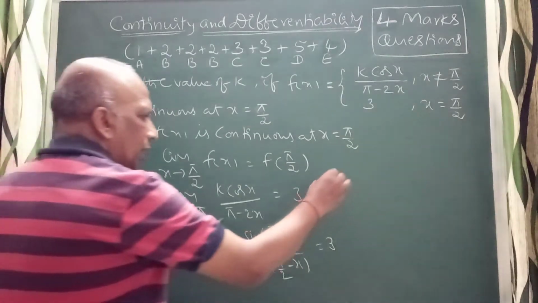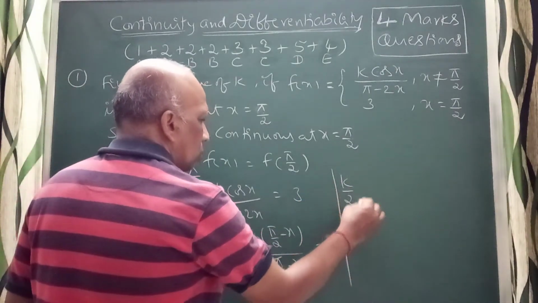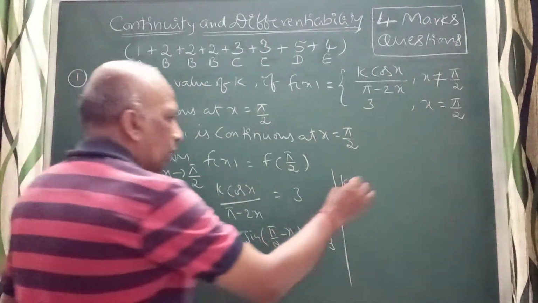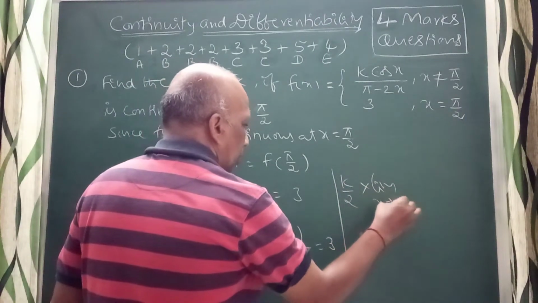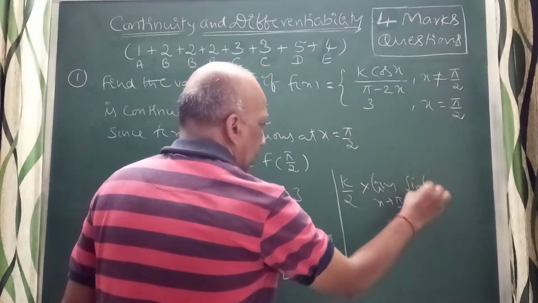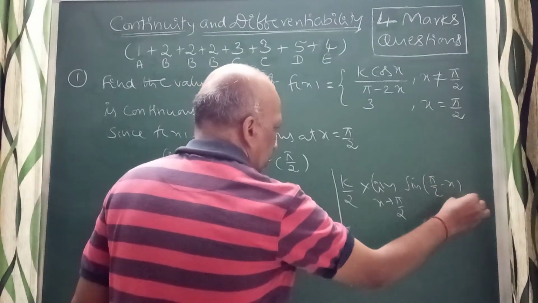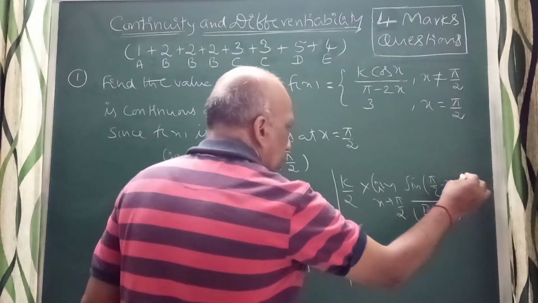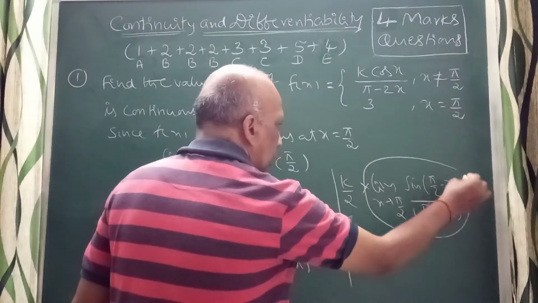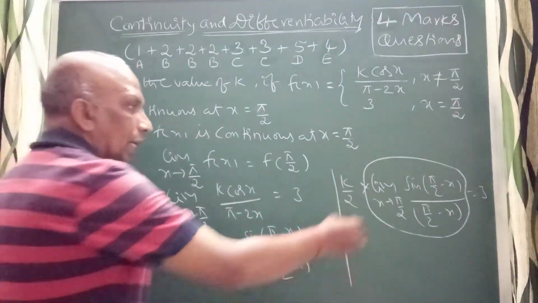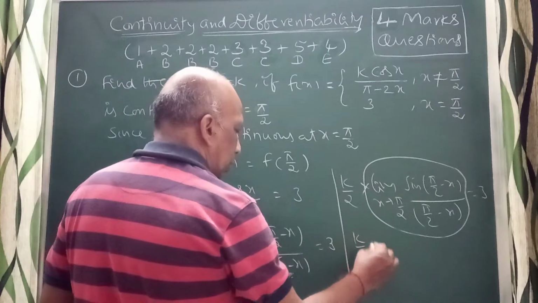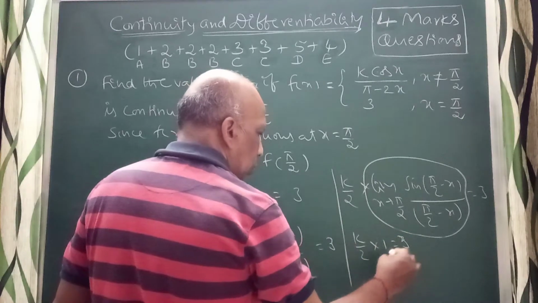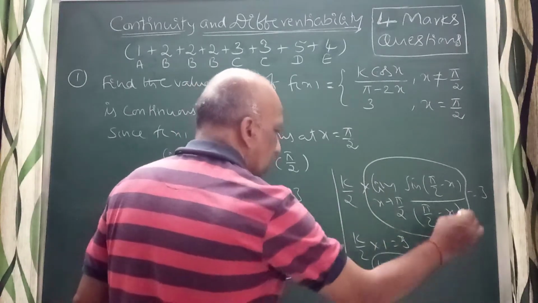Now this 2 you can write here: k by 2 into the limit as x tends to pi by 2 of sin of pi by 2 minus x by pi by 2 minus x, which is equal to 3. You can see it is of the form sin theta by theta, and we know this value is 1. So k by 2 into 1 is equal to 3. By cross multiplication, k equals 2 into 3, which is 6. So our answer is k equal to 6.